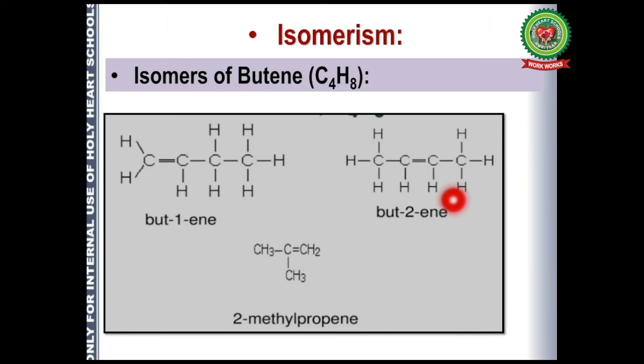Now in this, what is happening? First position and the second position. The double bond is changing its position. Such types of isomers in which the functional group is changing its position are known as position isomerism.